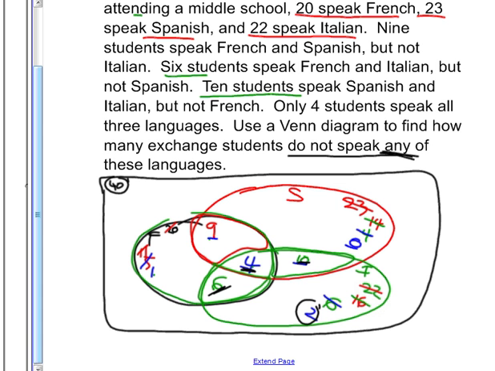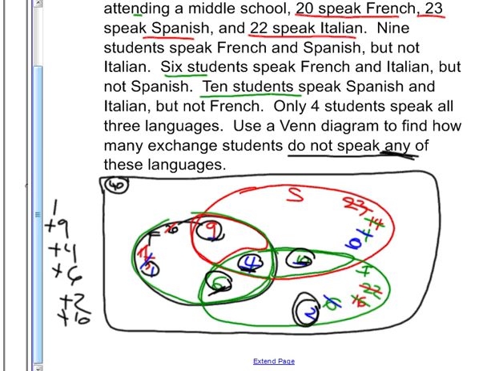So I'm going to start with 1 plus 9 plus 4 plus 6 plus 2 plus 10 plus 0, and we see what my total is. 9 plus 1 is 10, plus 4 would be 14, plus 6 would be 20, 22, 32. So I've got 32 students represented by this total.